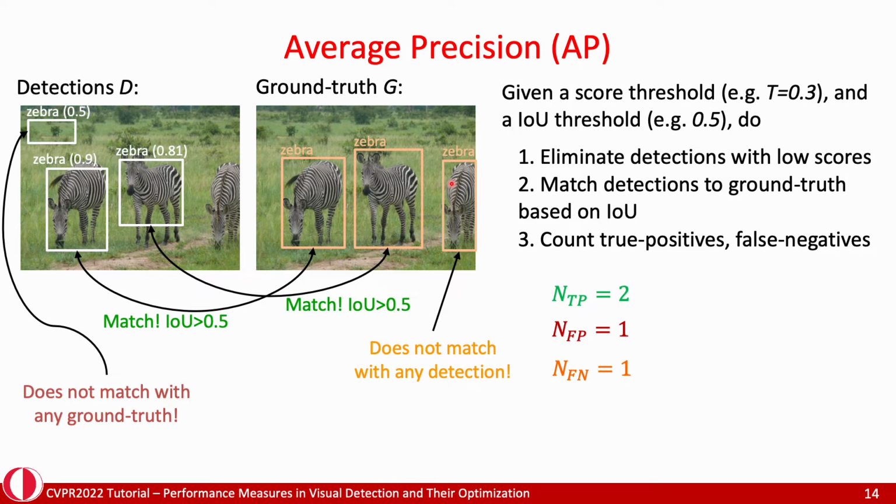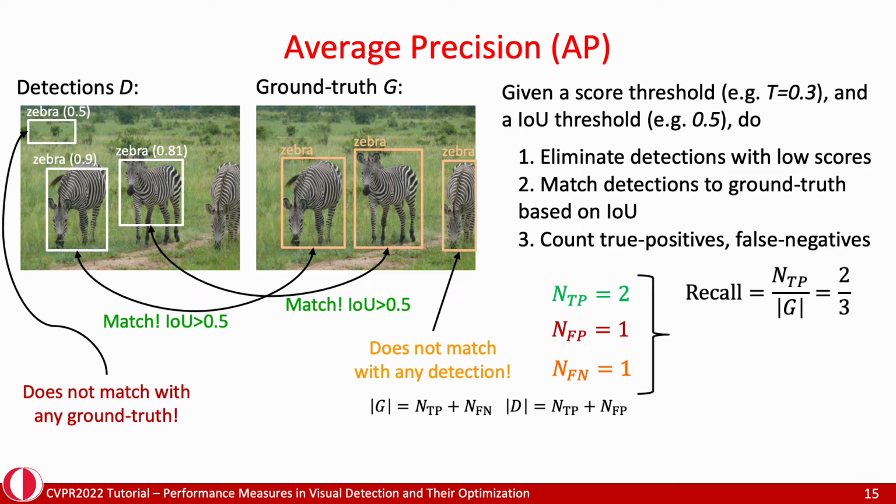We can also relate these numbers to the total number of ground truth boxes and total number of detections. The total number of ground truth items equals number of true positives plus number of false negatives, and the total number of detections equals number of true positives plus number of false positives.